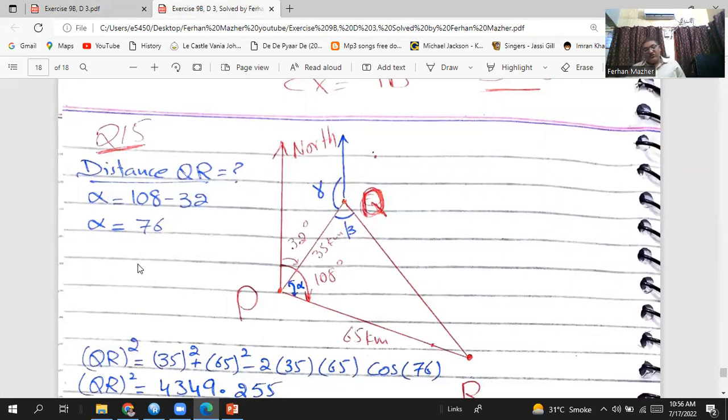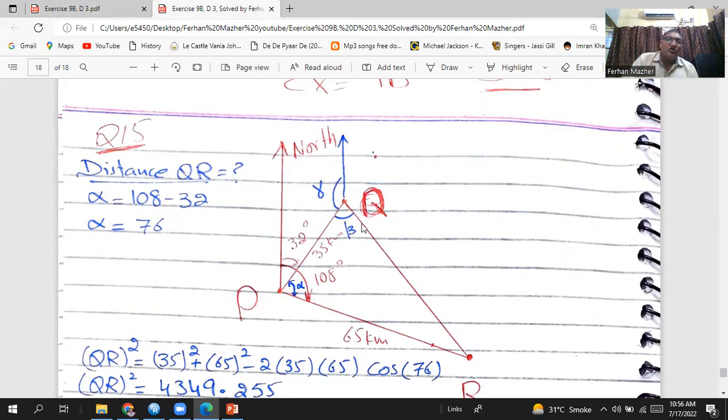The distance between Q and R is the first question. First of all, I need to find the angle alpha. The angle alpha will be 108 minus 32, and that will be 76. So I know this angle is 76. I know this side is 35, and I know this side is 65, and the angle between them is 76. So you can very easily find the side QR.